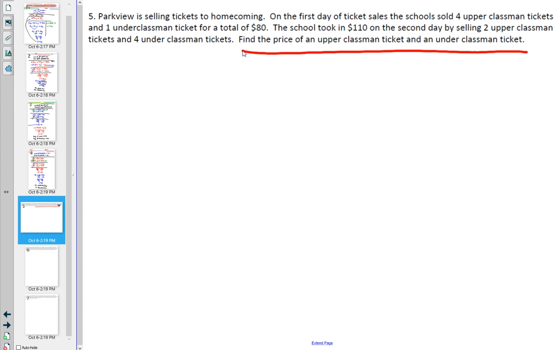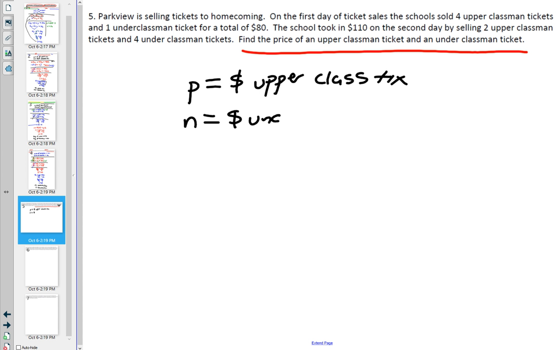All right, so since upper class and underclass both start with the same letter, let's define two different variables here. What do you want to use for upperclassmen? U. Yeah, but they both start with U. All right, I'll pick it. P is going to be upper class. So P is the cost of upper class tickets, and then we'll use an N for the cost of underclass ticket.